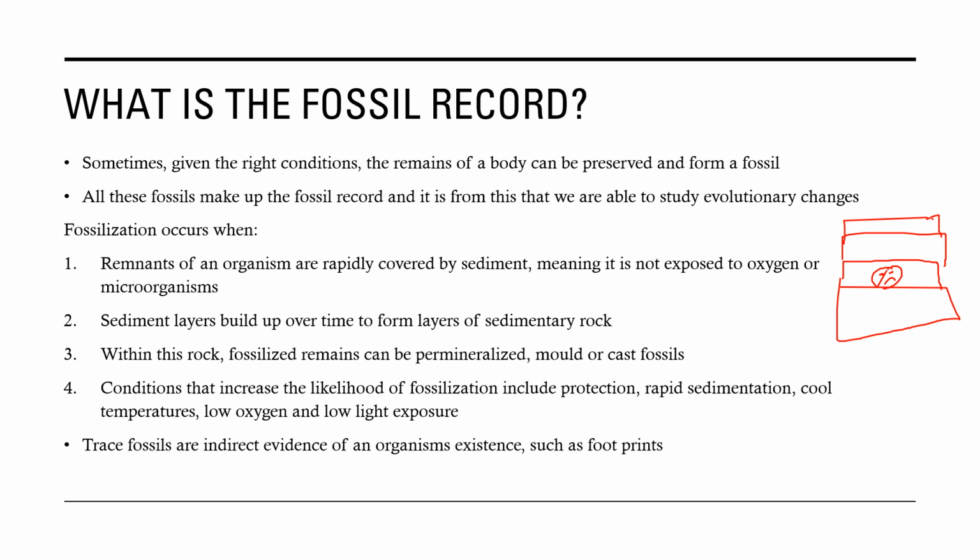We also need other conditions like cool temperatures and low light exposure. It needs to be really perfect conditions to get these fossils. We can use these fossils to study relationships, and we can also find out the age of things. We can also use trace fossils. Trace fossils are indirect evidence of an organism's existence, such as footprints. So we might see a little cast of a footprint up here, and we can also use this as evidence for species.